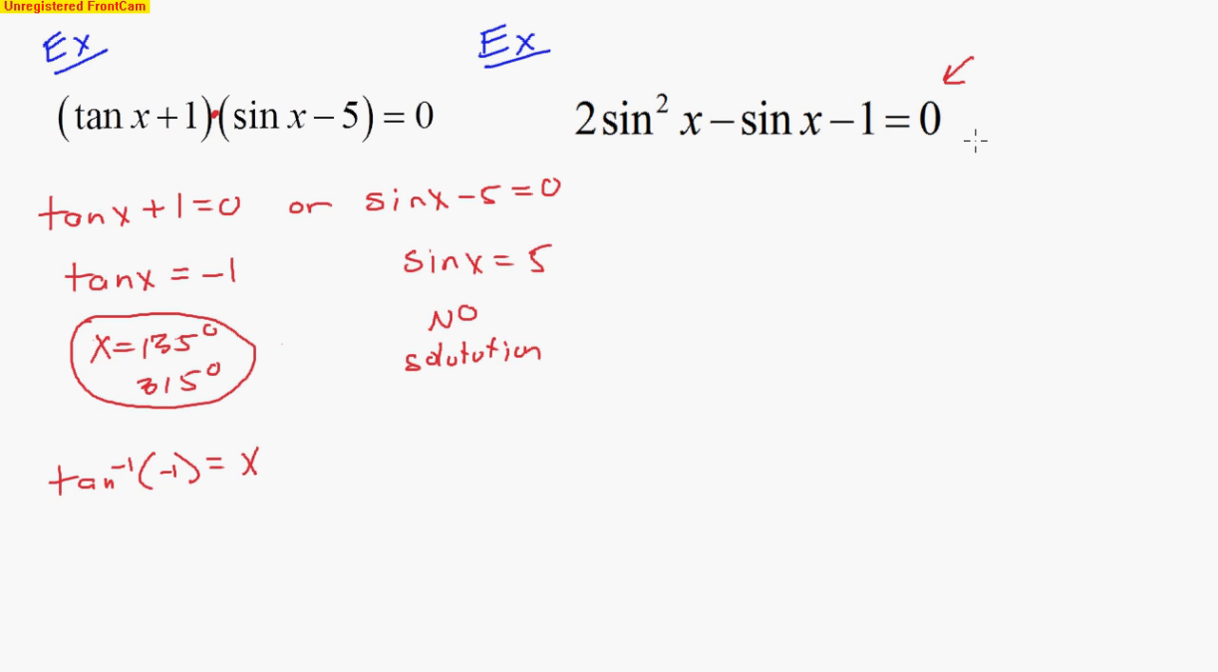Alright, this next one needs factored for me. Best news is I already got a 0 on one side. Don't attempt to factor until you get a 0. Well, I'm going to treat sine of x just like it's a variable, right? Maybe you want to treat this as 2a squared minus a minus 1. All I got to do is factor that.